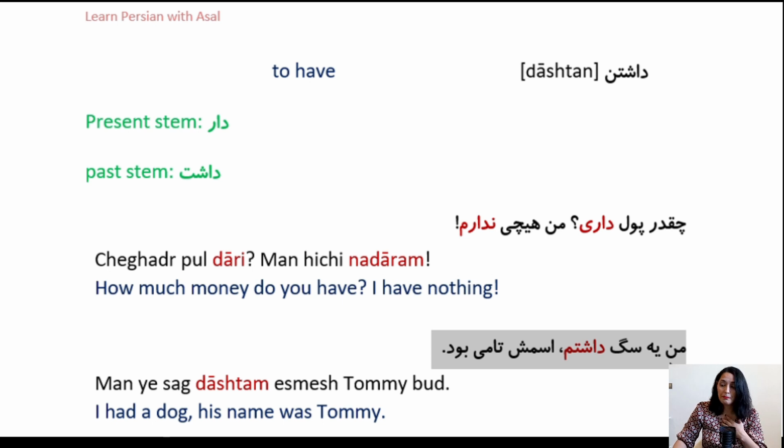Another example. من یه سگ داشتم. اسمش تامی بود.